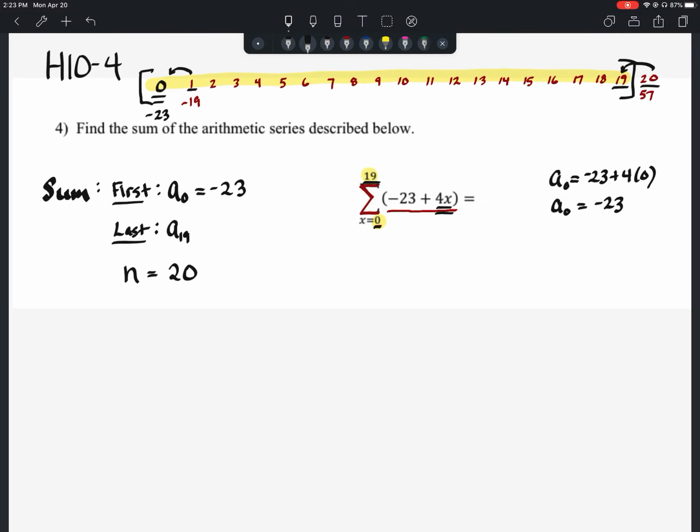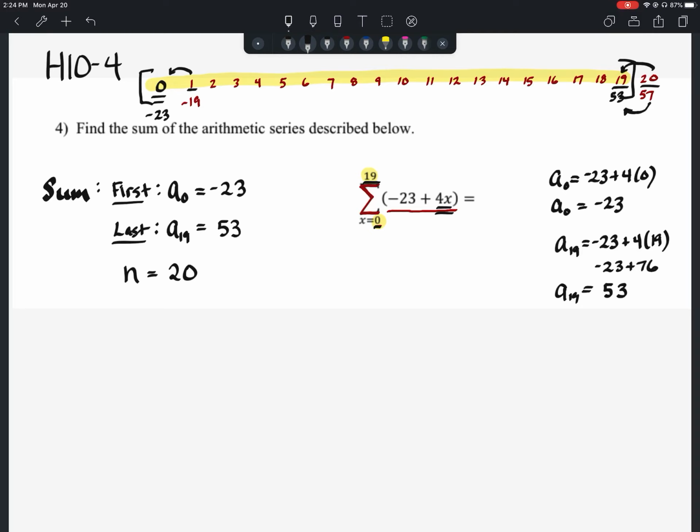Our a sub 0 is going to be negative 23. Now, the last term in that set of numbers is actually the 19th term, right? So if we went back 4 from 57, we would be at, what, 53 probably? Let's check and see if that is consistent with the math here. a sub 19 is going to equal negative 23 plus 4 times 19. Well, 19 times 4 is 76. So we have negative 23 plus 76 here. And I do believe that does give us 53. So the 19th term is 53.